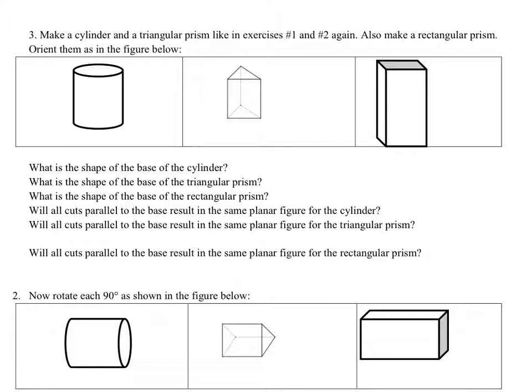So on these ones, make a cylinder and a triangular prism. We just looked at those. Make a rectangular prism. Orient them like these. That's good. What is the shape of the base of the cylinder? That appears to be a circle to me. What is the shape of the base of the triangular prism? A triangle. What is the shape of the base of the rectangular prism? A rectangle.